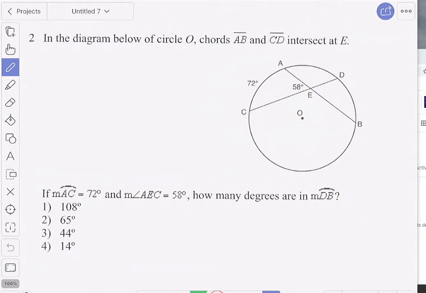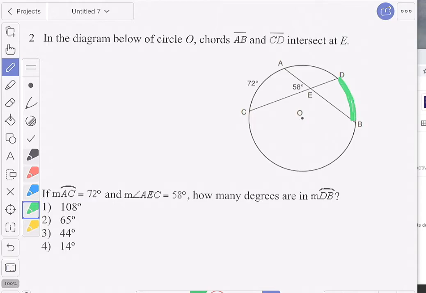For question number 2, just a little bit different than the last one. We still have an intersection of 2 chords, and they are giving us an interior angle, and they're giving us an arc. They're asking us to figure out the amount of degrees in arc DB. So we're looking at DB as what we're trying to figure out. In this case, we're going to apply the formula, but in a slightly different way.